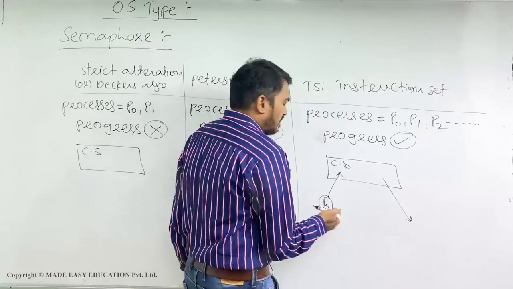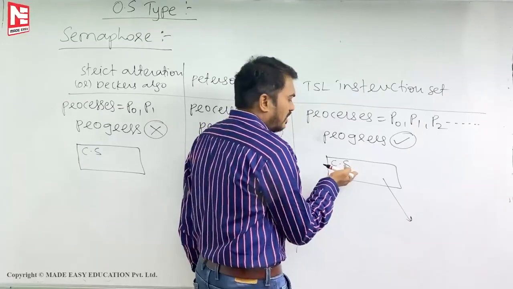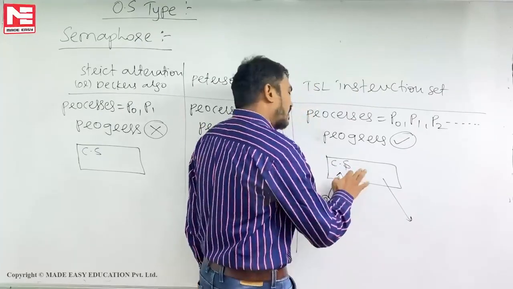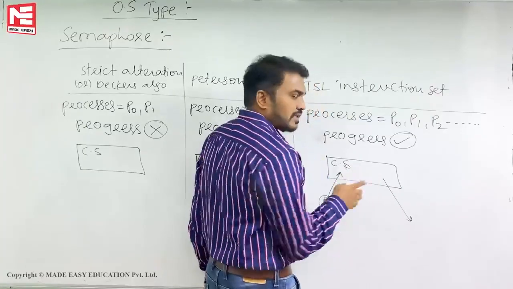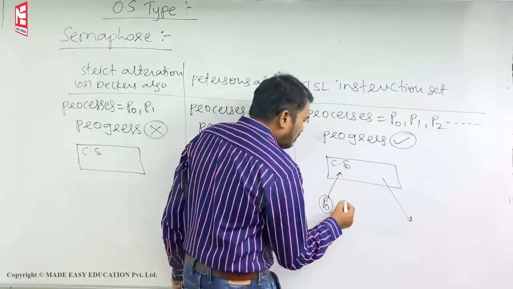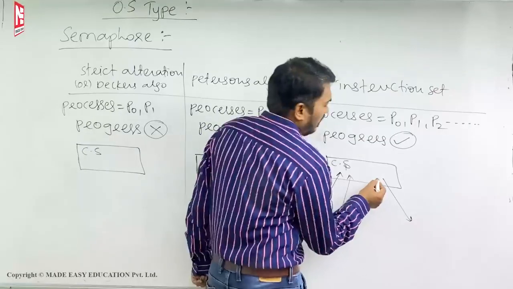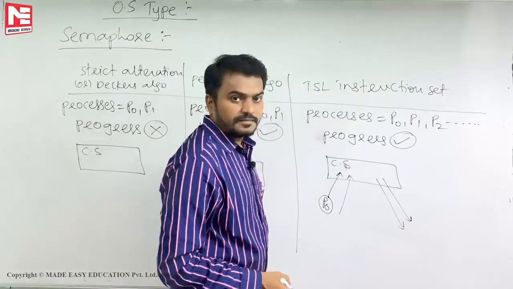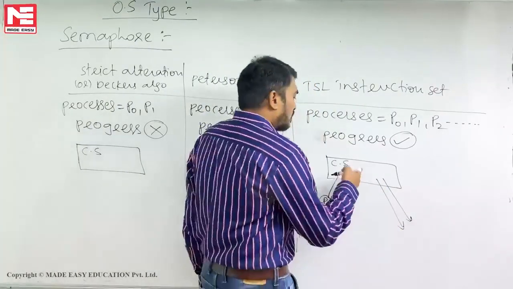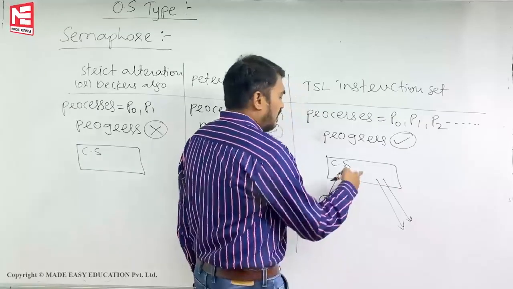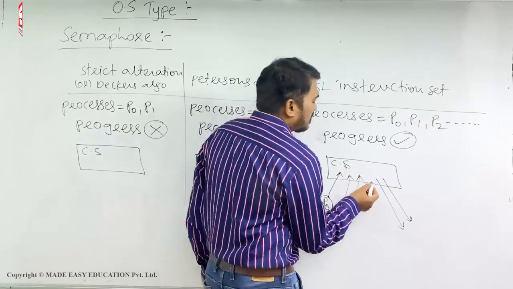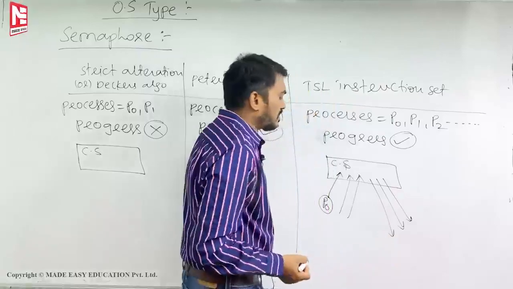Now what happens once it has entered the critical section? The CS was free, it came and went out. Now when it has gone outside, the critical section is free. Now again you bring P0 into the critical section, again remove P0 from the critical section, and the critical section becomes free again. Now again you bring P0 into the critical section and again remove the process from the critical section.